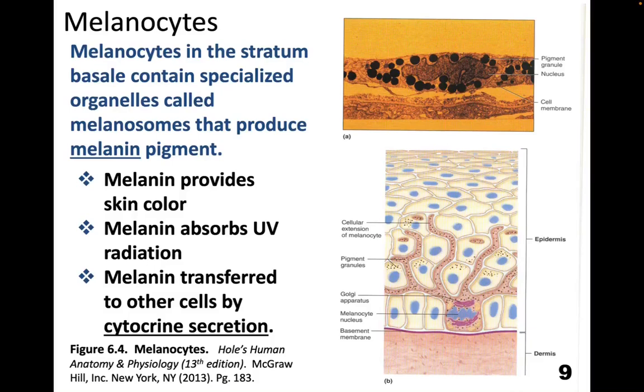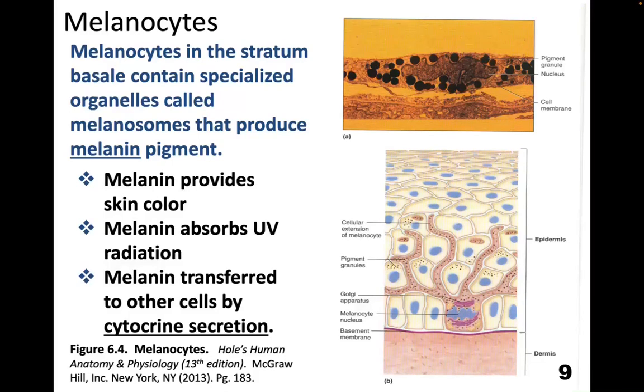And melanin is important because it provides skin color, but more so that skin color is there to help with the protection from UV radiation. And so it helps absorb. So coloring will be different based on location on the earth due to the amount of sunlight, that ancestrally speaking is where that comes from. And the melanin is actually transferred to other cells by cytokine secretion. So that's why we talked about that in the last lesson.